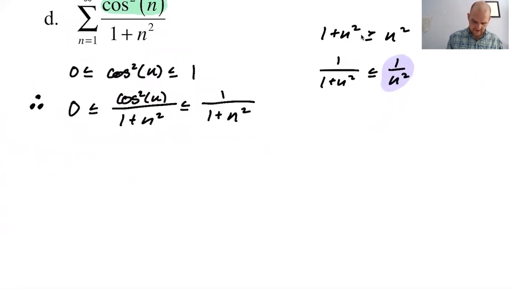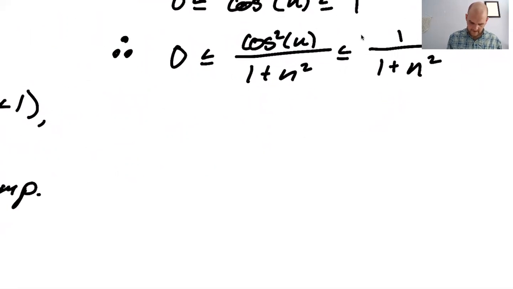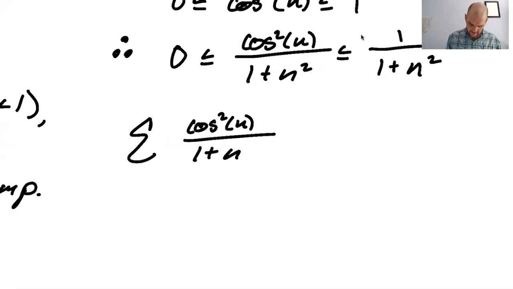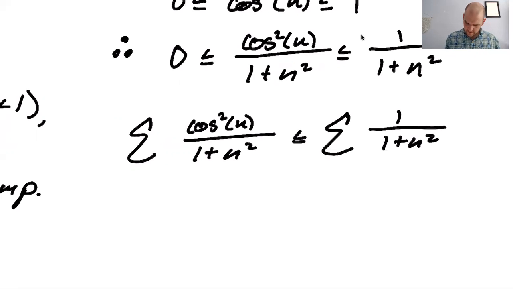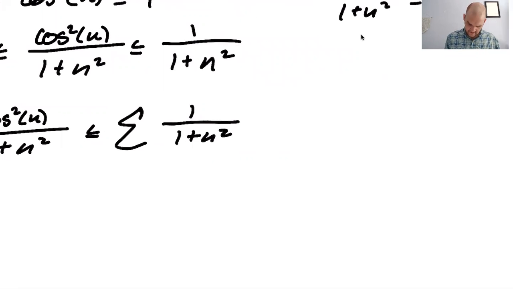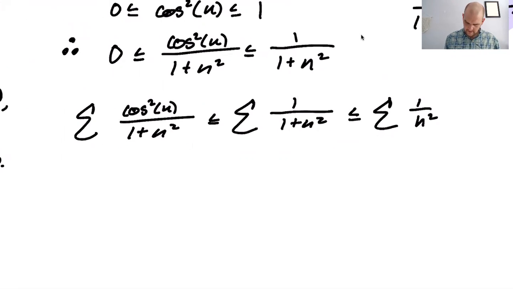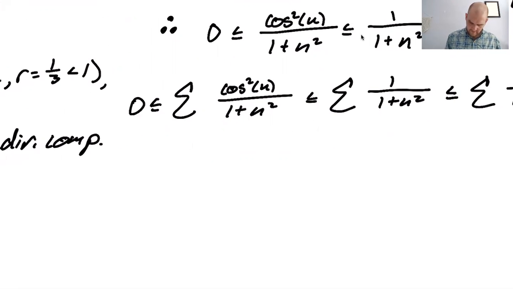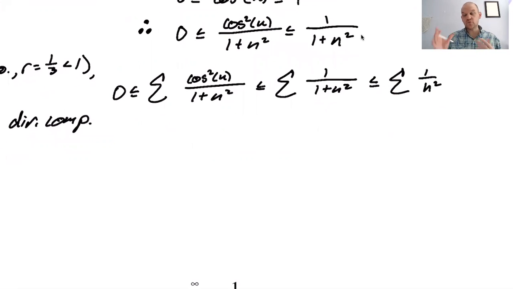So let's see what we can do. We can say that the sum of cosine squared of n over 1 plus n squared is less than or equal to the sum of 1 over 1 plus n squared, which is less than or equal to the sum of 1 over n squared. And they're all greater than or equal to 0. Now, we're just trying to show that this converges. We're not going to know what it converges to, and that's something you just have to either get used to or get over, because we're just never going to know.